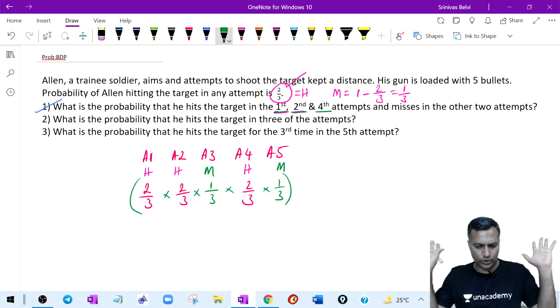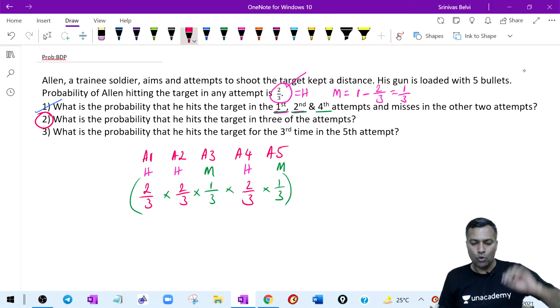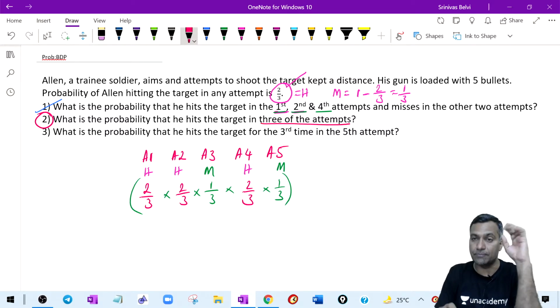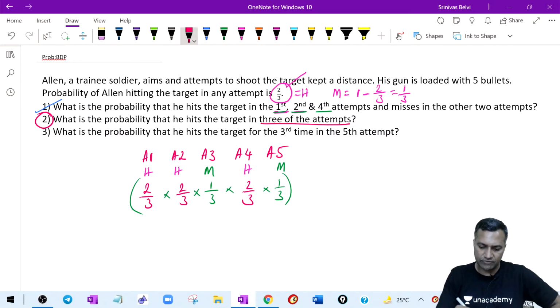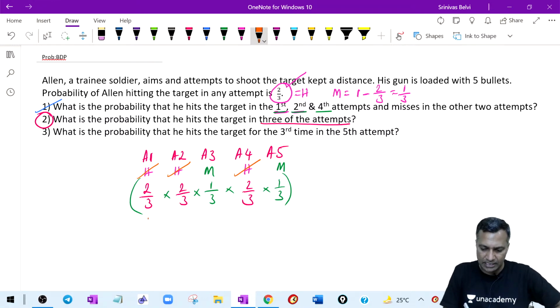Pretty clear, right? Now, how is the second one different from the first one? Let's take a look at the second one. What is the probability that he hits the target in 3 of the attempts? Same thing here. Didn't he hit in 3 of the attempts here? First attempt, second attempt and the fourth attempt. Then is it not the answer? No, because it can happen that he might have hit in the first attempt, second attempt, third attempt and missed in the remaining 2 attempts.